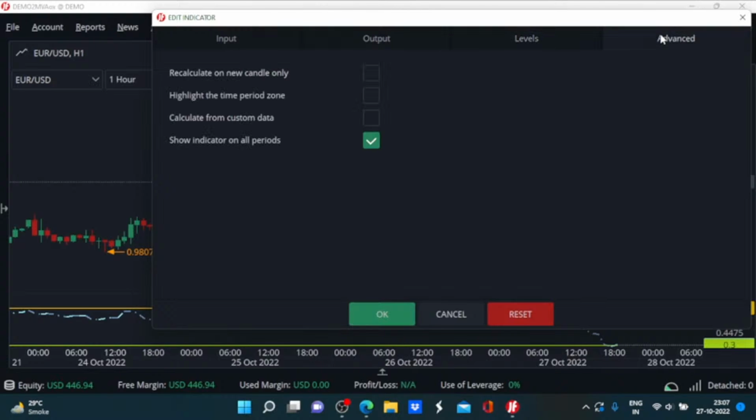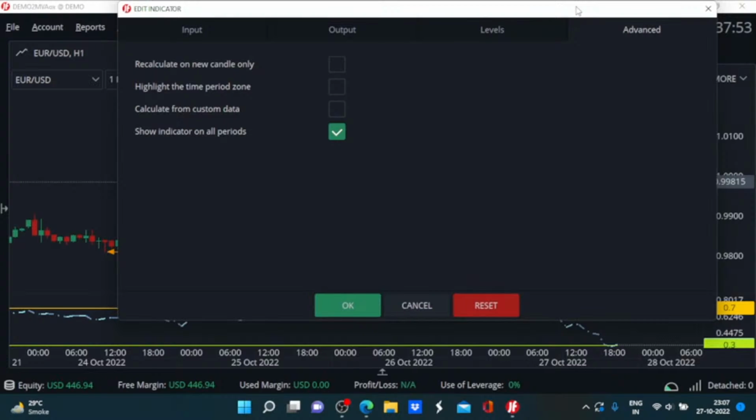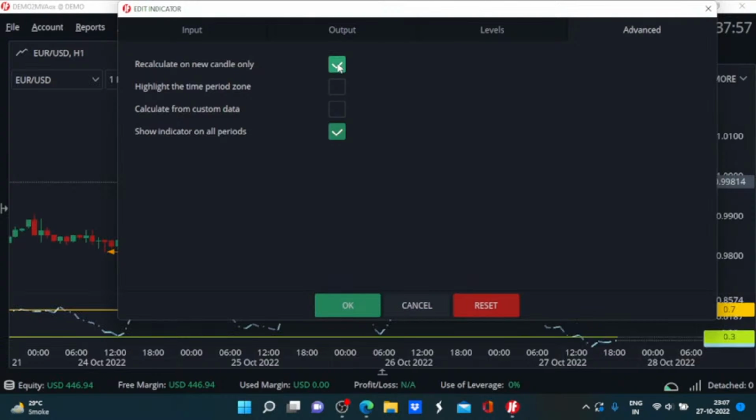Coming to its advanced editing options, if you want the output value to remain constant throughout the current candle, then you have to opt in for this, and you will have this output value remaining constant. Else, it will keep fluctuating depending on what is the applied price. If you want the time period under calculation to be highlighted, then you have to opt in for this. That makes it easier to remember what is the current calculation period.